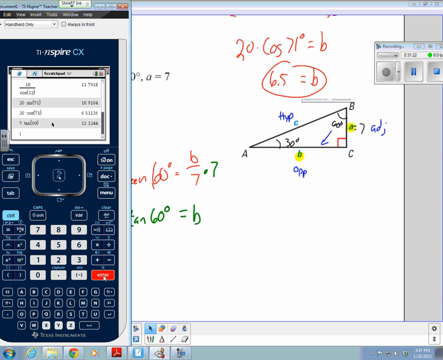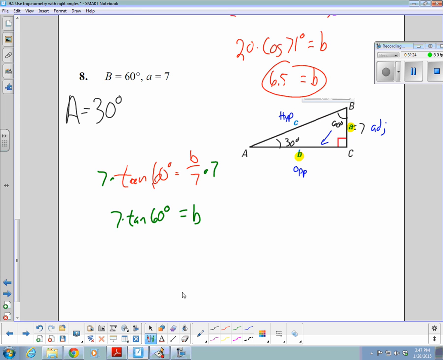There you go, 12.12. Perfect. So B is equal to 12.12. Okay? So this value is 12.12. Now, we're going to try to find C, and then we're all good to go.